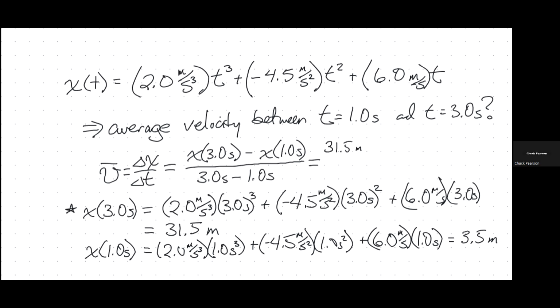So the average velocity for this story is 31.5 meters minus 3.5 meters over 3.0 seconds minus 1.0 seconds. Looks like 28 over 2 to me. Looks like 14 meters per second. Yeah, I had that right. 14 meters per second. And that's average velocity in that period of time.